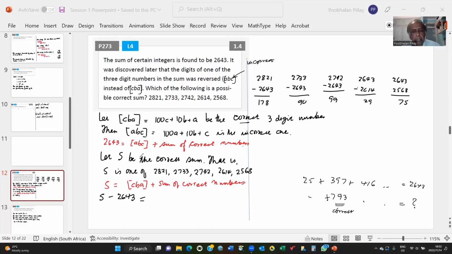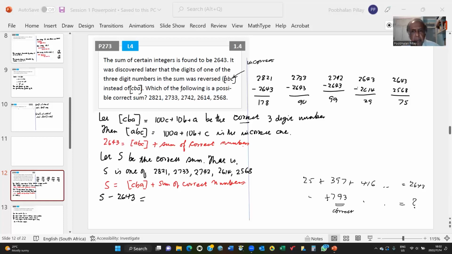Okay. But what happened was we added the incorrect one and we took all the sum of the correct numbers. You see, like these are 25, 416, and so on. The sum of the correct numbers. That one was 2643, and we discovered that this was the incorrect sum, right? But we don't know what the correct sum is. So let's give it a name.